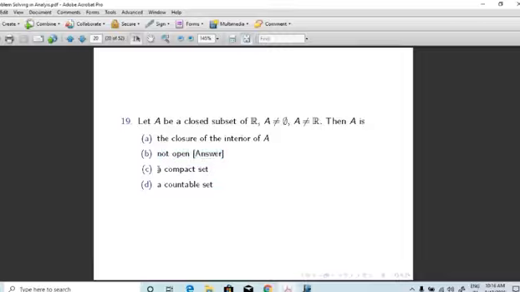Sometimes A can be a compact set. If you take a closed interval, it's always compact. If you take the integers, it is a closed set, and it's also a countable set. Therefore, these are also possible. But the second one is not possible.